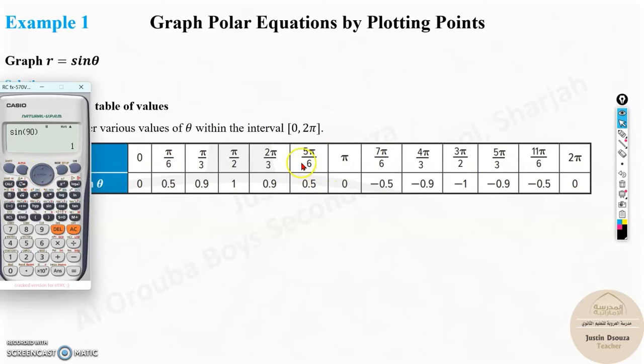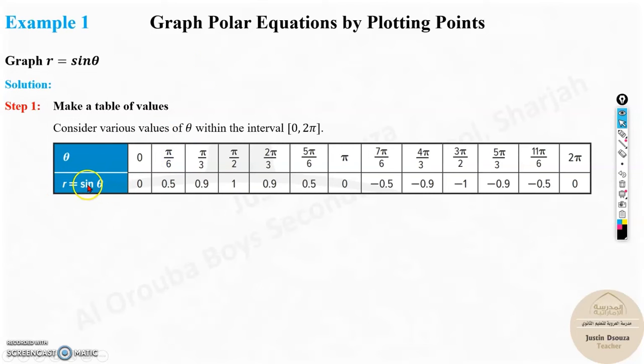So now, for example, I'll take 2 pi by 3. 2 pi by 3 is 120 degrees. So 120, now it's in degrees, that is root 3 by 2 or 0.9 approximated. Let me take 2 pi by 3 with the pi. Now I cannot use degrees. I need to press shift 4 and radians, and the answer is root 3 by 2. That's 0.9. So this is how we can find the values of r.